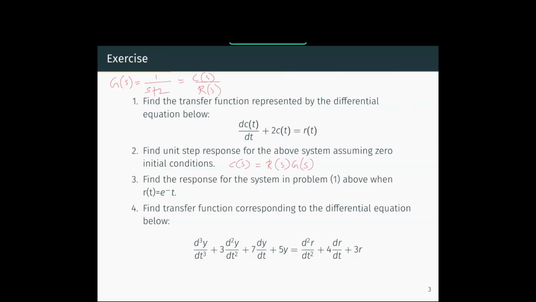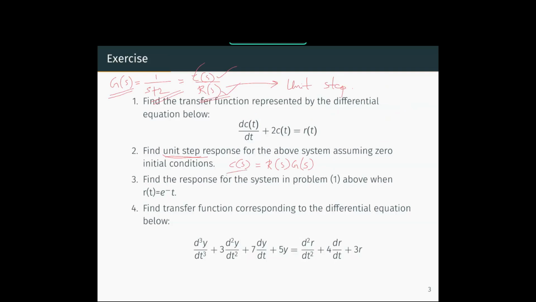In the second problem, find the unit step response for the above system, a system with a transfer function 1 by (s plus 2), assuming zero initial conditions. So G(s) is the transfer function. It is 1 by (s plus 2), that is equal to C(s) by R(s). Now R(s) is the unit step function, and they have asked us to find C(s), the output. So find the response C(s) for a unit step input.